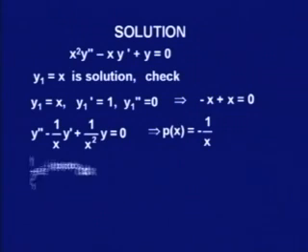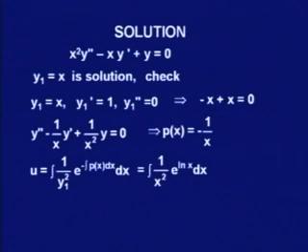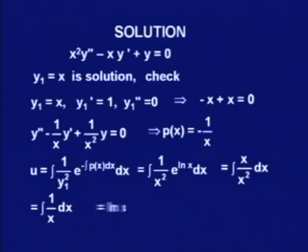Now, for u I am just using the formula. Integral of p dx is minus log x. So, I would get the first solution, 1 upon x square times e to the power minus of integral p dx, that is x. This if I rewrite again, I would get x upon x square dx, that is integral of 1 upon x dx, which is log x. So, I have got the second solution as x times log x.